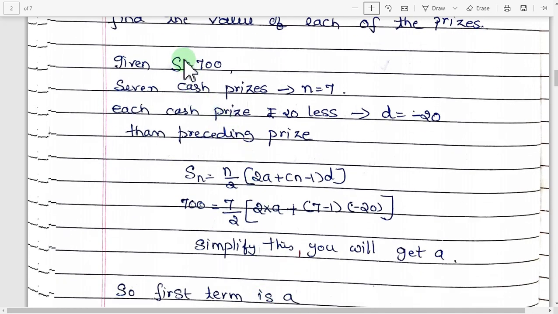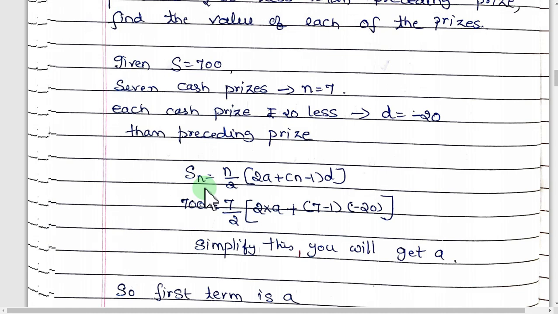Now since S is given, we have to use the formula Sn. To find the remaining terms, we have to find first a and d. d is given in the question itself. a is not known. Since S is known, we use the Sn formula. Sn is equal to n by 2 into 2a plus n minus 1 into d. Sn is 700, so 700 equals 7 by 2 into 2 into a plus 7 minus 1 into minus 20.